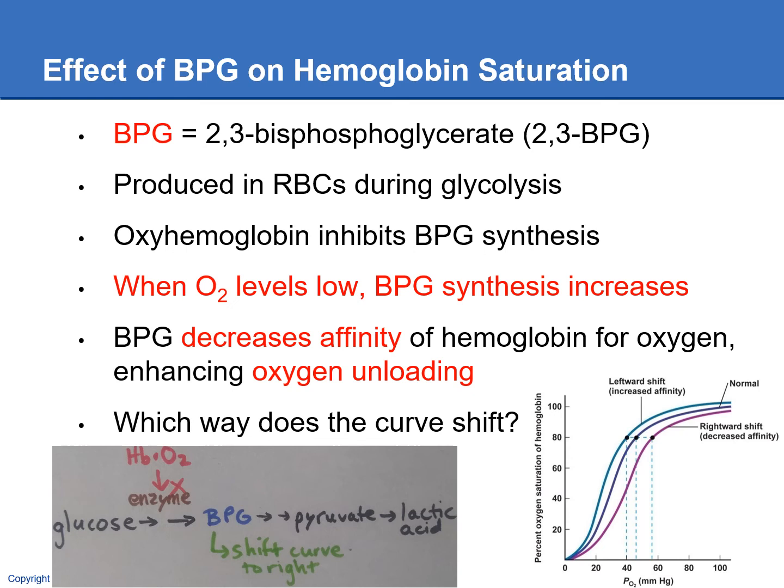But in the lungs, we're going to shift to the left, and that's because in the lungs you've got lots of oxygen binding to the hemoglobin, and the oxyhemoglobin will inhibit this enzyme that's used to make the BPG. So in the lungs, the BPG is not going to be made, and so that will shift the curve to the left. And that's good because in the lungs that will allow you to load more oxygen onto the hemoglobin because the hemoglobin is binding to the oxygen better.